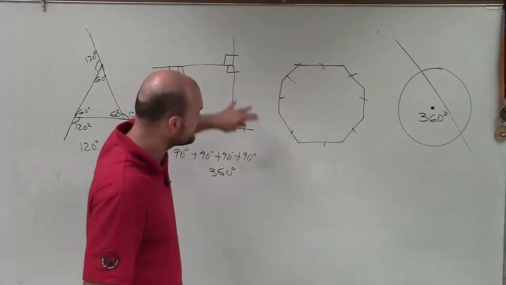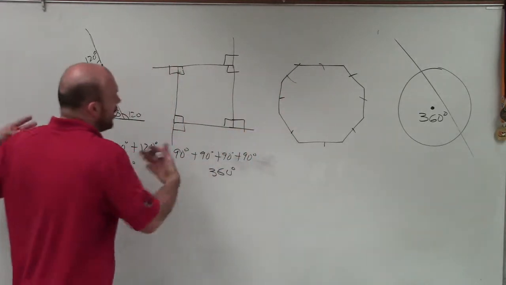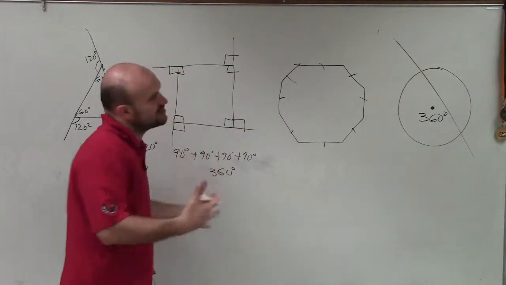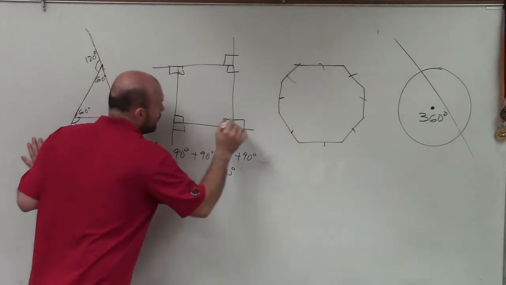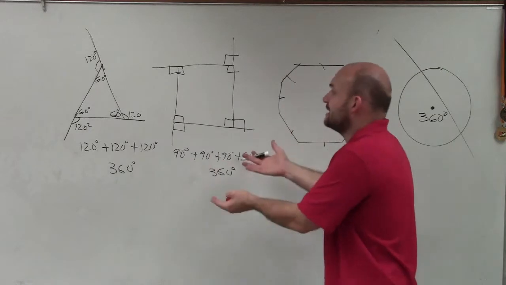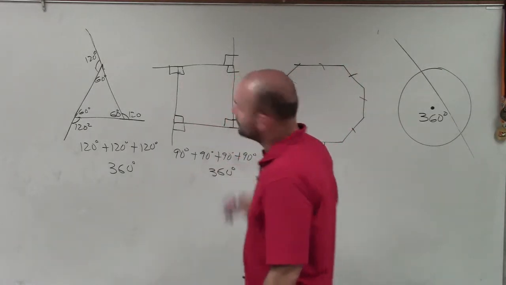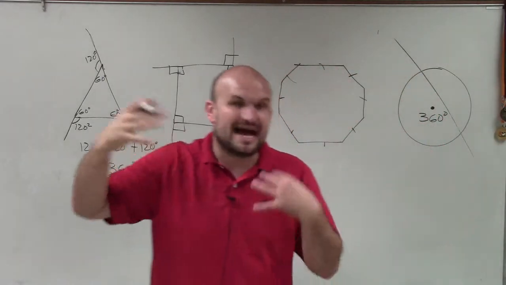So I'm not even going to figure out what it is for an octagon. I can understand that the sum of all of my exterior angles is going to be 360 degrees. However, what if I just want to figure out what one of those angles is? For a triangle and a square, that's kind of obvious. The exterior angle is 120 degrees here, and 90 degrees here. But what about an octagon, something that maybe is not as obvious?